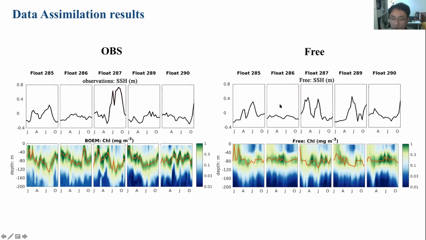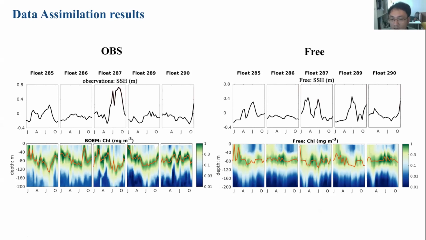But when we look at the free run model results, we can see that the modeled subsurface chlorophyll distributions are much less sensitive to the SSH than the observations, and the subsurface distribution of chlorophyll and the position of the deep chlorophyll maximum are more stable than the observations. That's why the data assimilation really improves the subsurface chlorophyll in our case, even in float 287, where the most predominant improvement of temperature and nitrate were obtained.